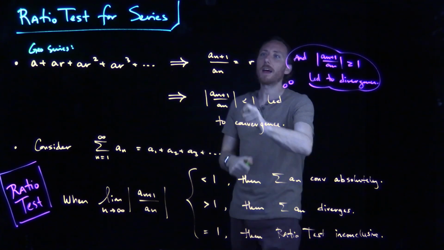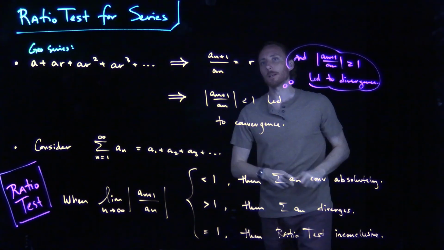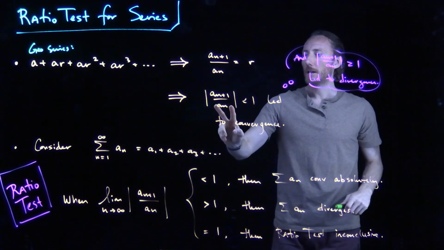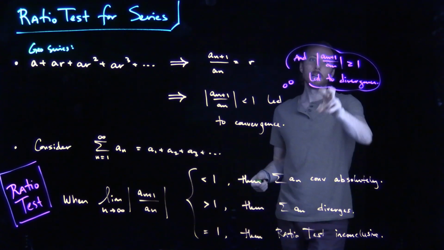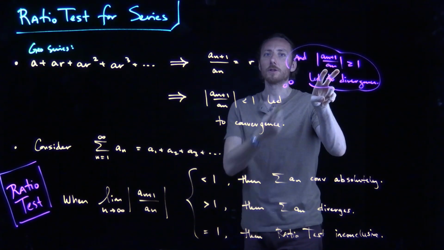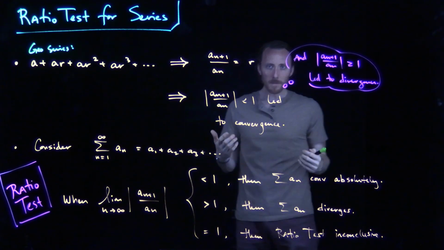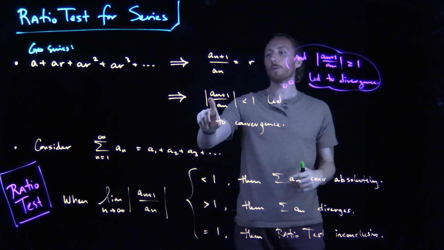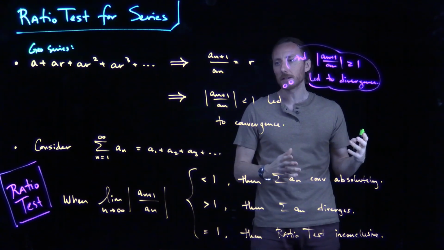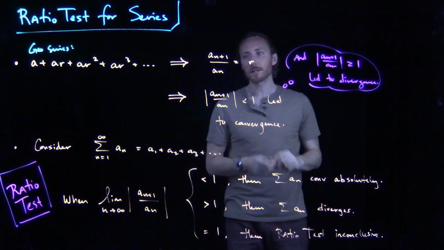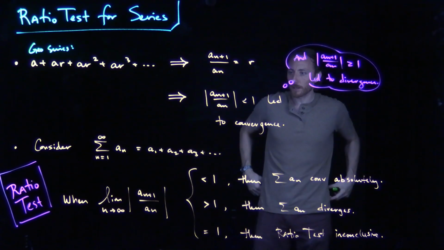And note that this ratio in absolute value was related to convergence, right? Because when the common ratio, this r, was less than 1 in absolute value, we had convergence with our geometric series. And in fact, when the absolute value of that ratio was greater than or equal to 1, we had divergence. And so it suggests that the ratio of subsequent terms is related to convergence of a series, in the case of geometric series.